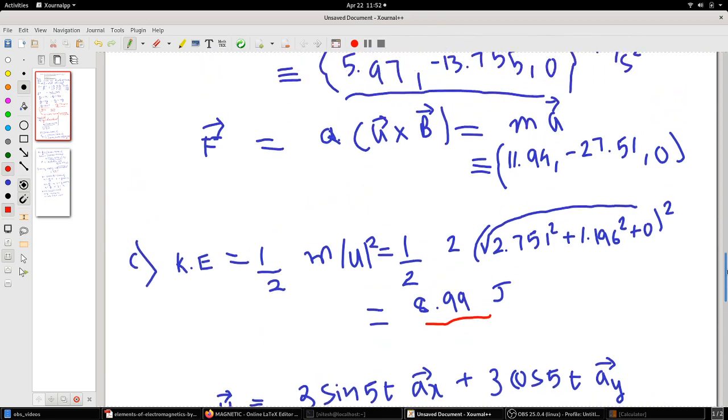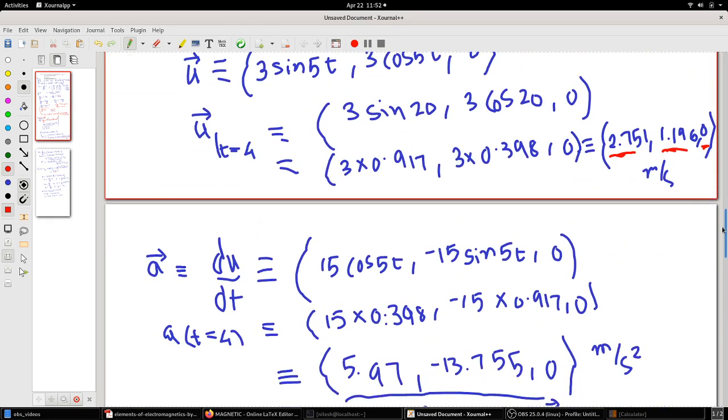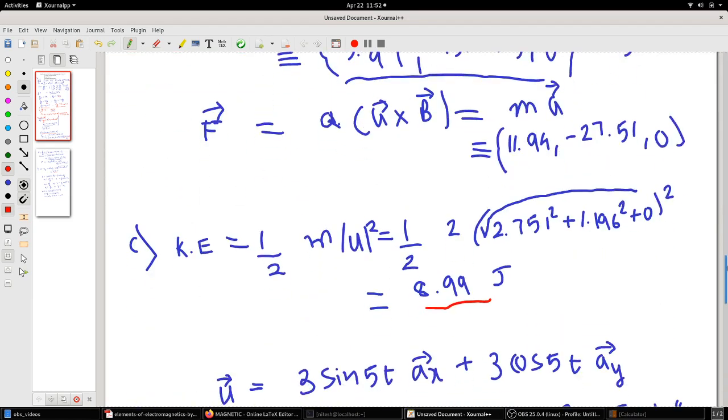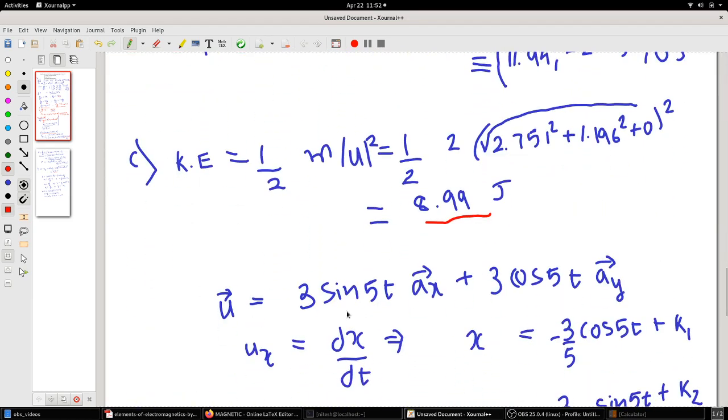I have u, which is given as this, right? This is the general expression for u, which is 3 sin phi t ax plus 3 cos phi t ay plus 0 az, right? So this is what I have, which is my u: 3 sin phi t ax plus 3 cos phi t ay, plus no coefficient, 0 az.